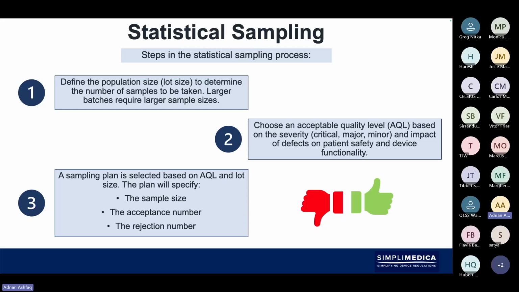So when you're looking at defining statistical sampling, you define the population size, the lot size, to be taken, the number of samples. Larger batches require larger samples. Choose the AQL, based on the severity, critical, major or minor, and the impact of the defects on patient safety and device functionality. And then a sampling plan is selected based on the AQL and the lot size. So the plan will give us the sample size, the acceptance number, so how many you have to achieve to be acceptable, and then the rejection number.